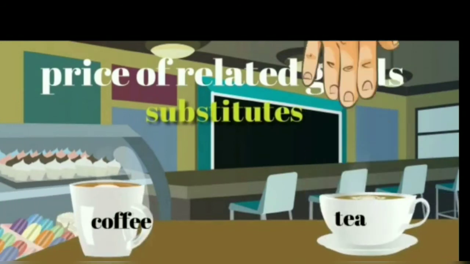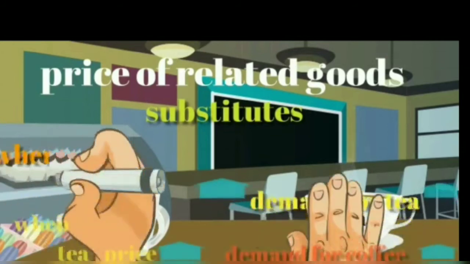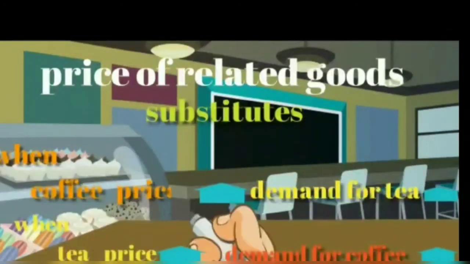There are two things here, coffee and tea. I can drink tea instead of coffee, or I can drink coffee instead of tea. So they can be used instead of each other, they can replace each other, right? So we call that substitutes.